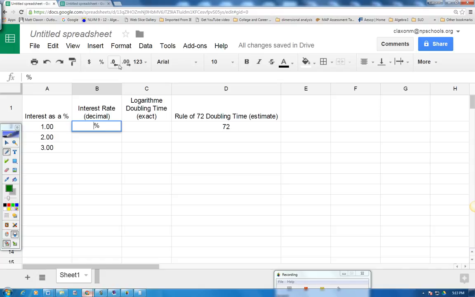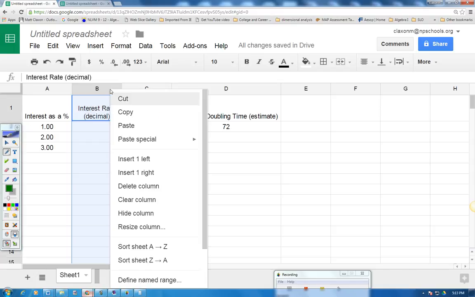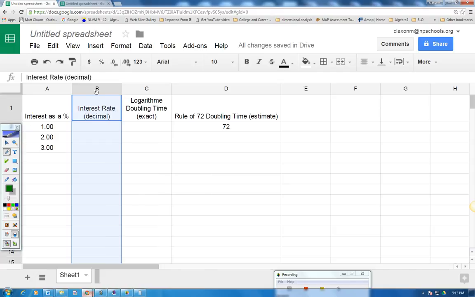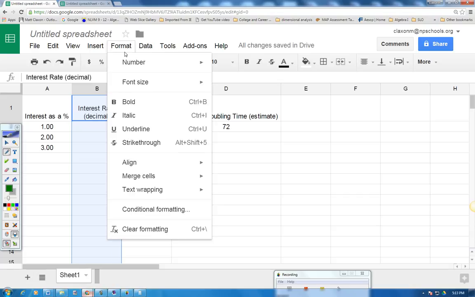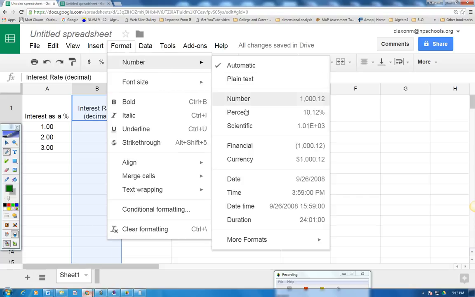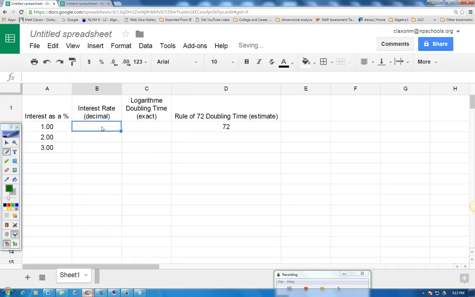I already have this formatted. I've right-clicked on this, okay? Or I've clicked on that, and I've clicked Format, and I want to format that into a percent, right? So if I enter in 1%, that's really 0.01. Okay, and then 2%, 3%, so on and so forth.